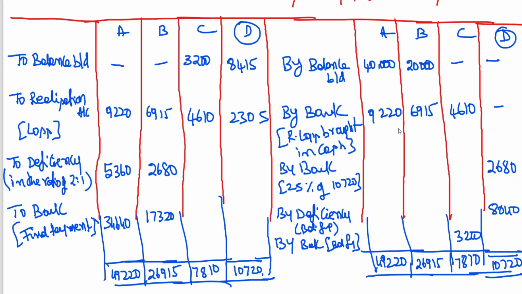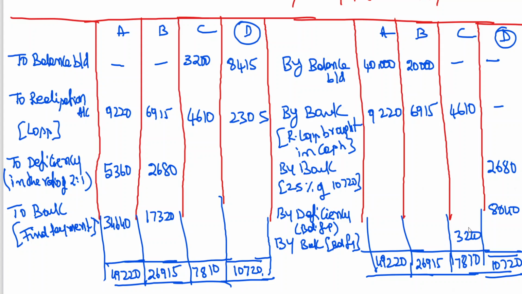Now this is not actually a book entry as far as C is concerned, because C is supposed to bring cash. It is only in the case of A and B that it is a book entry. As far as C is concerned, it is a book entry as well as he is bringing cash. His capital account is showing how much? 3,200. He has to bring 3,200. It's a notional entry. If you adjust the 4,610, how much is he bringing? 3,200. Some others add the 4,610.